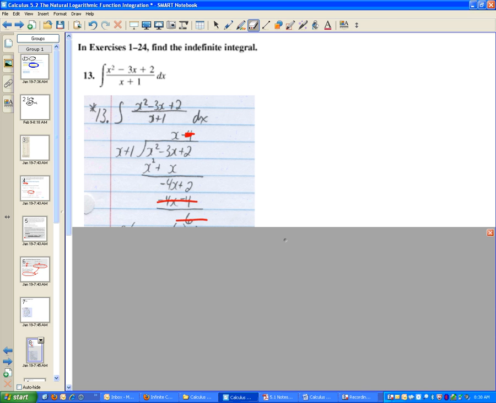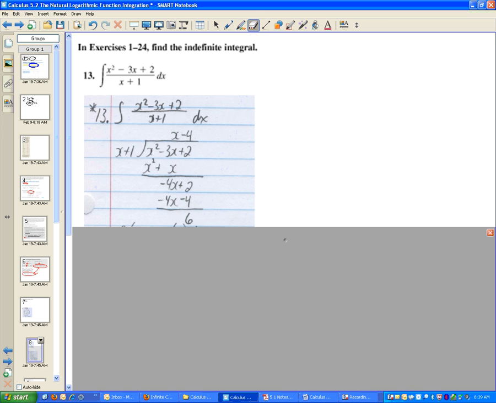And then I do the division again. First term divided by first term. What's negative 4x divided by x? Negative 4. And you multiply. Negative 4 times 1 is negative 4. Negative 4 times x is negative 4x. All right, subtract. 2 minus negative 4 is 6. Negative 4x minus negative 4x is 0. So we have a remainder of 6.